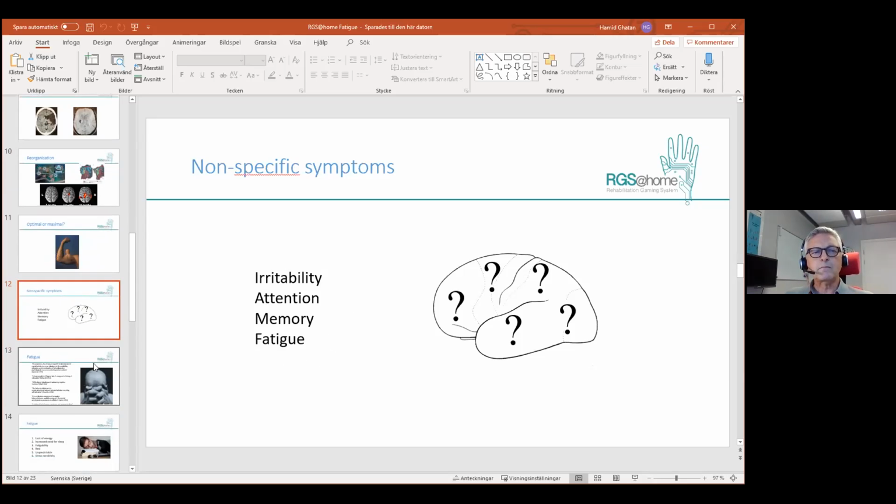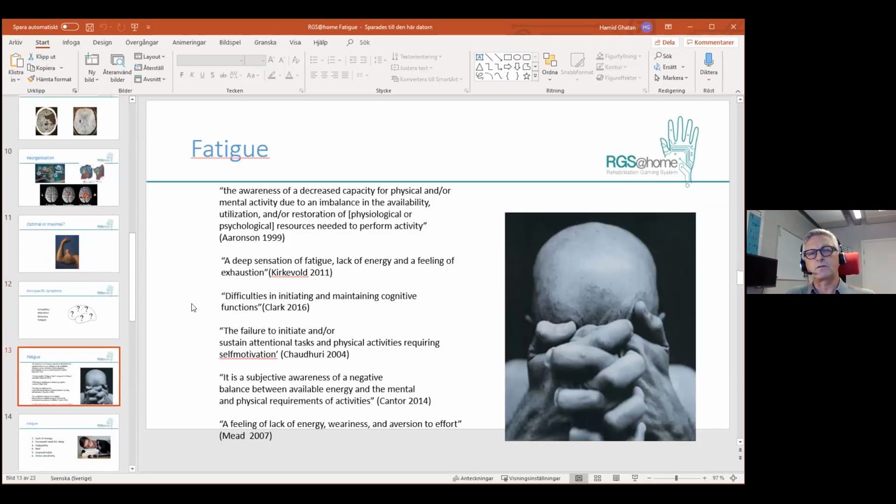And the challenge with these non-specific symptoms, especially fatigue, has been to define it. There are many definitions. And I think that this has been one of the main reasons why we have neglected fatigue for a very long time when it comes to brain injury and brain injury rehabilitation. But during the last 10 years, there has been a growing interest regarding fatigue post-stroke.